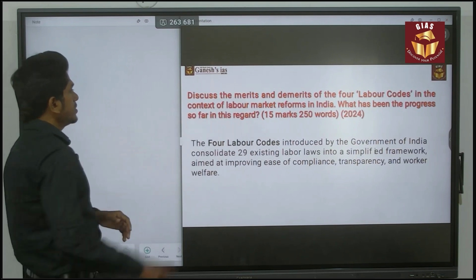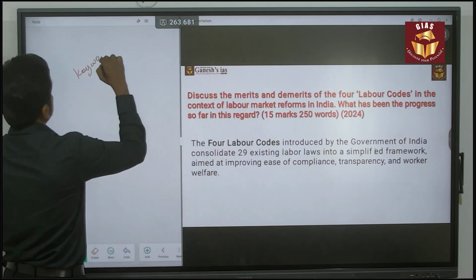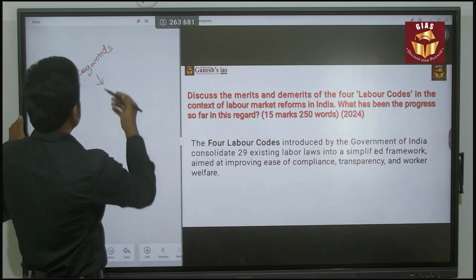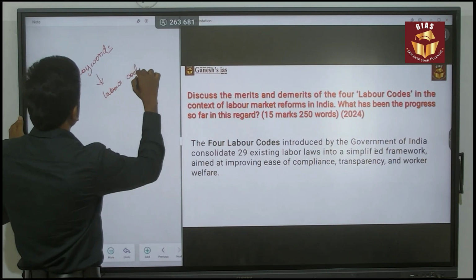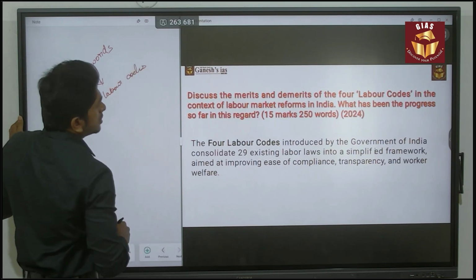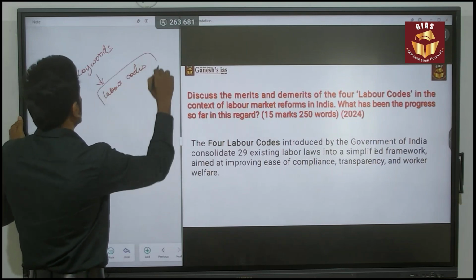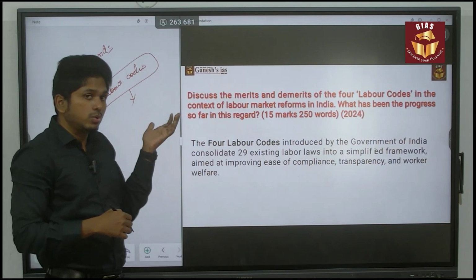So first of all, you need to find the keywords. Here the keyword is obviously the labor code. And then the progress so far made. So the only keyword here is the labor code, and you have to give the intro based on the labor code only.